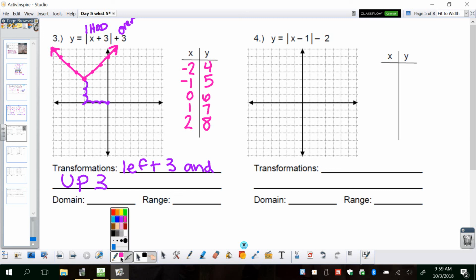So what's my domain? Negative infinity to infinity. What's my range? Did it change? Yes, the height definitely changed. So it's from positive 3, right here, all the way up to infinity. It never stops going up. So 3 to infinity, with 3 being a bracket because there's an actual point at 3. That point is included in the graph. So 3 is the new starting point. Negative 3, 3 is where our vertex starts.